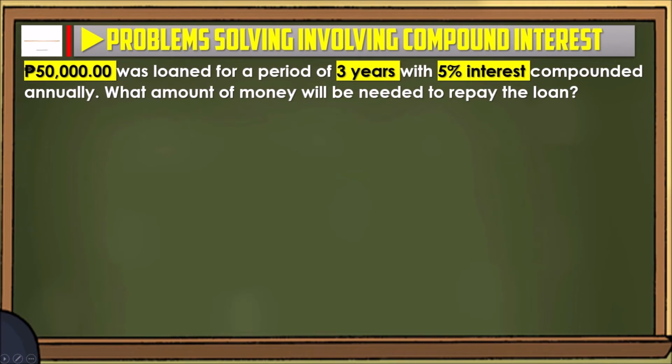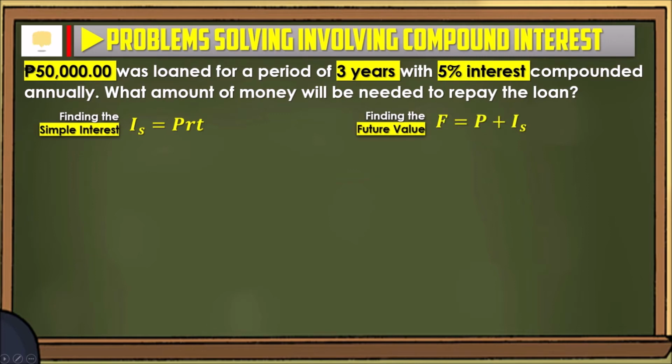50,000 pesos was loaned for a period of 3 years with 5% interest compounded annually. What amount of money will be needed to repay the loan? In this kind of interest, we need to use the formula in finding the simple interest and the formula in finding the future value. Let us do the first year of this example and use the simple interest. Substitute the given to the formula. Now, perform the operation. The final answer for simple interest is 2,500 pesos.